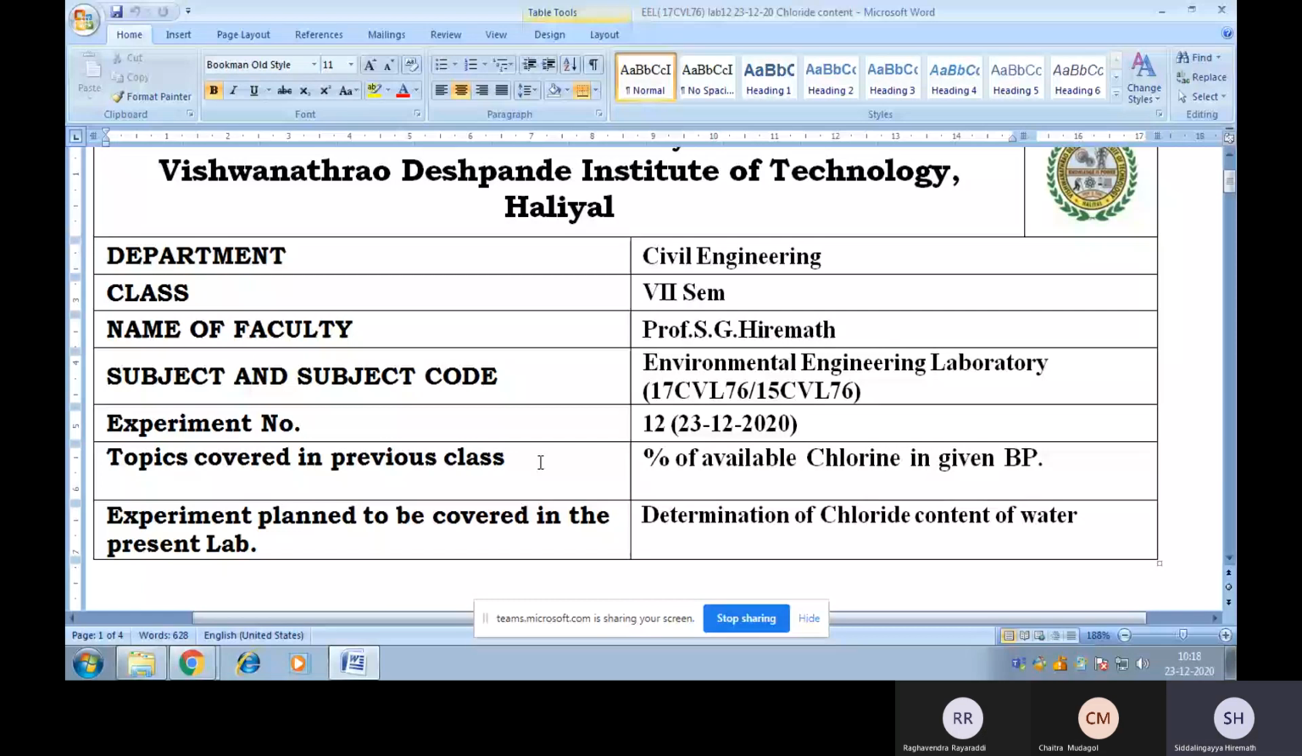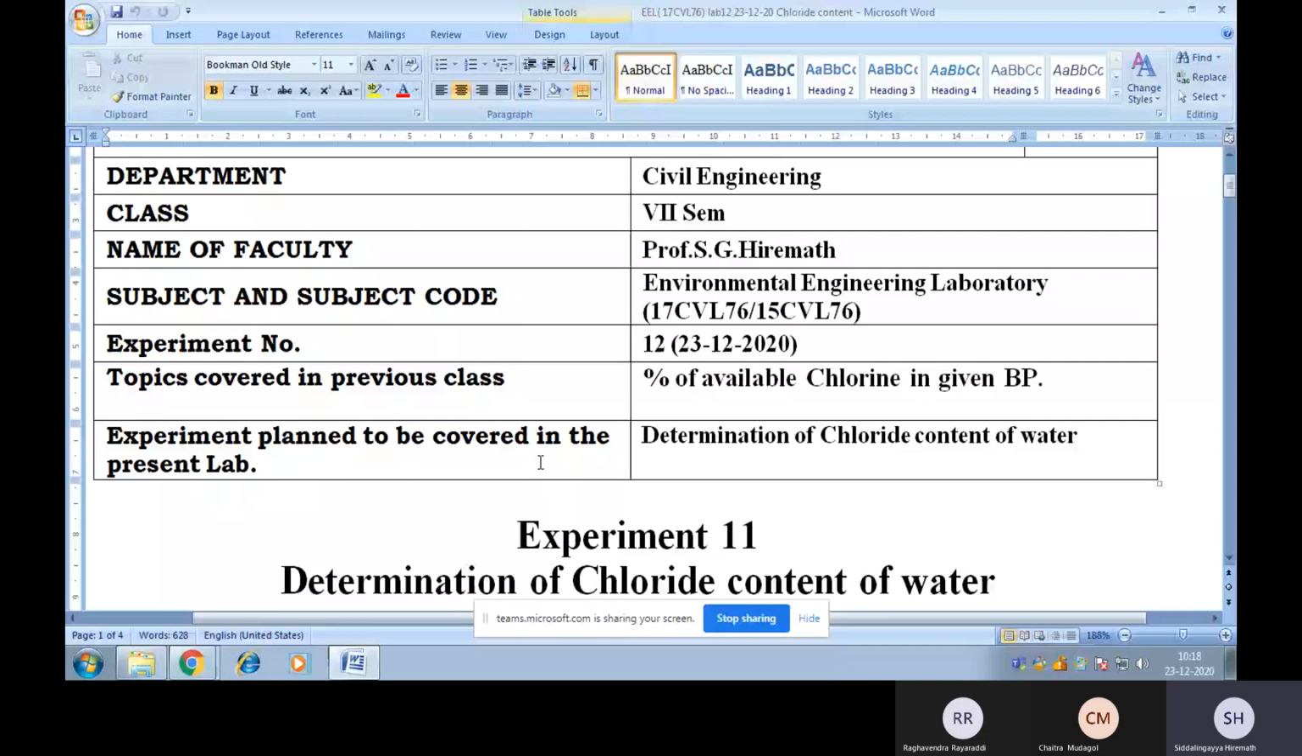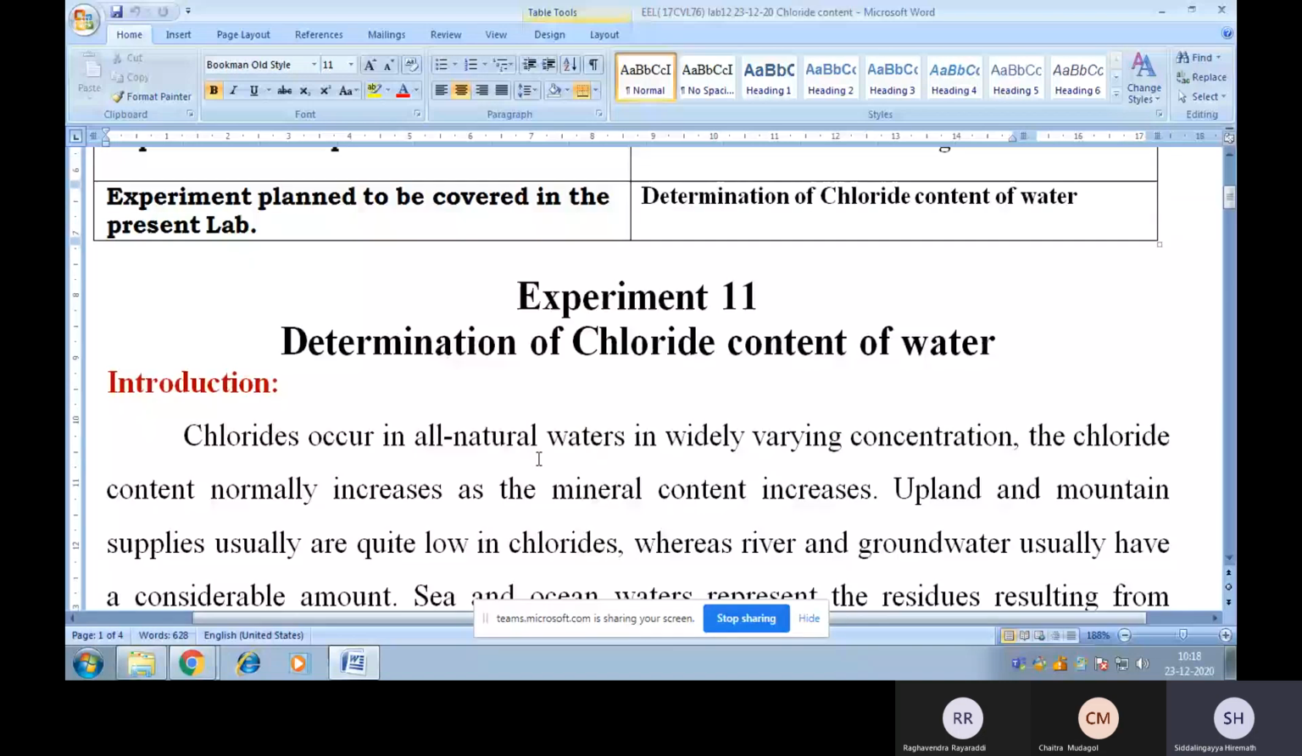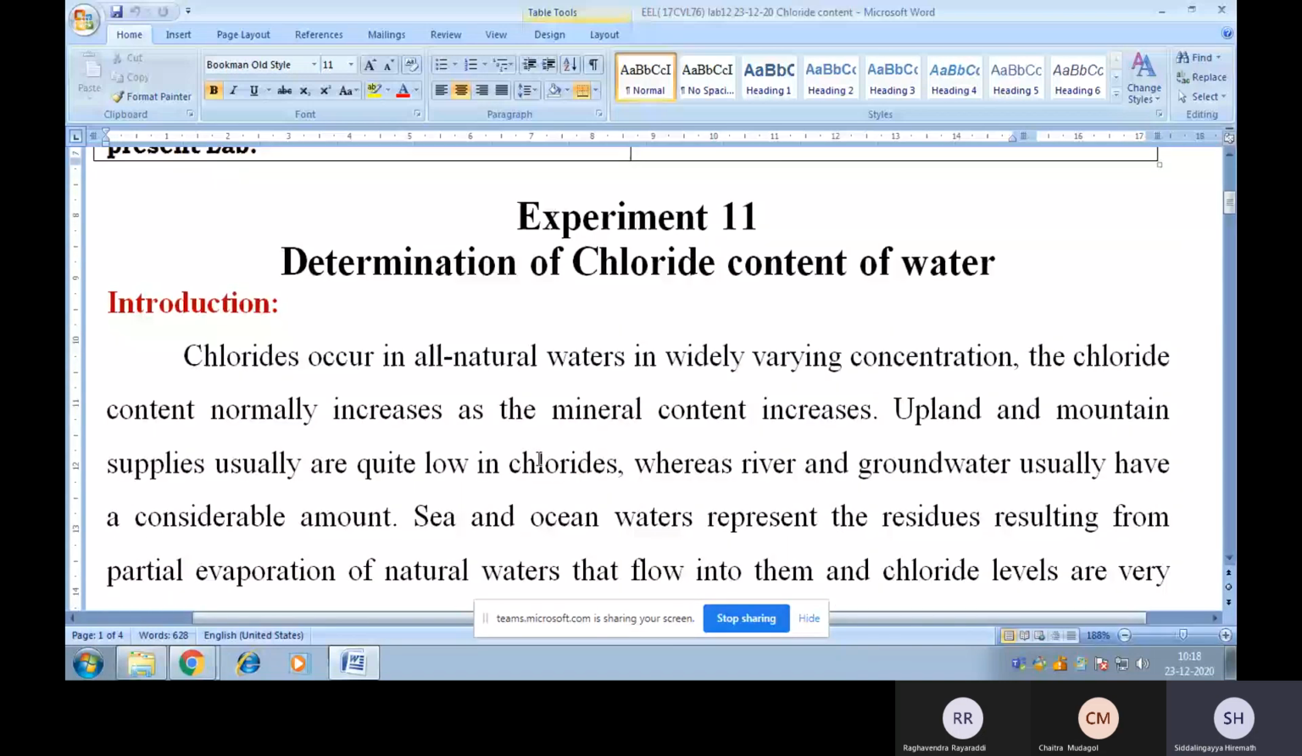And today we'll discuss the determination of chloride content of water. So this is the title of the experiment, that is determination of chloride content of water. And let us come to the introduction part.